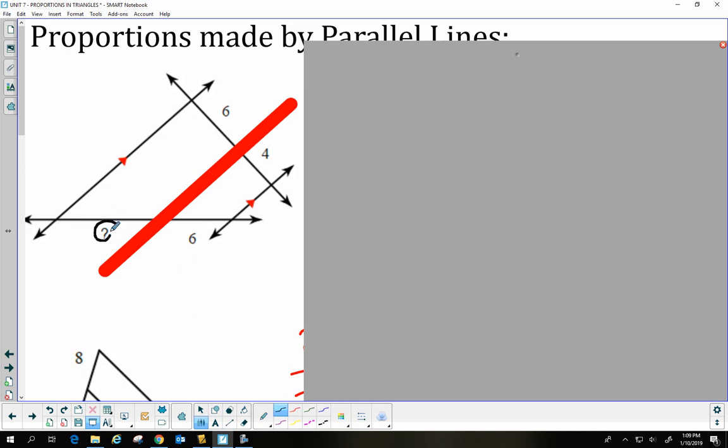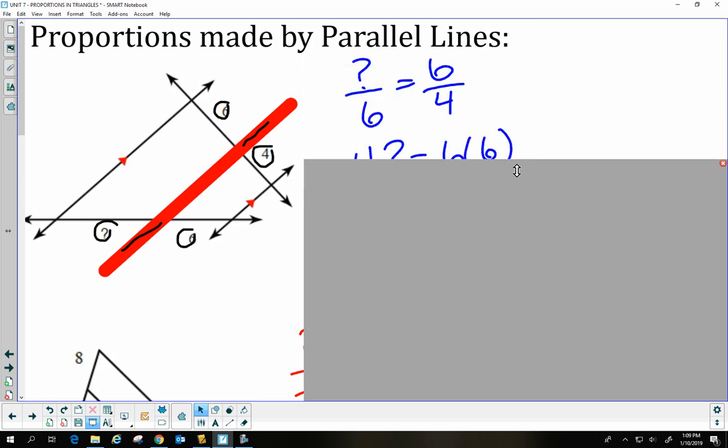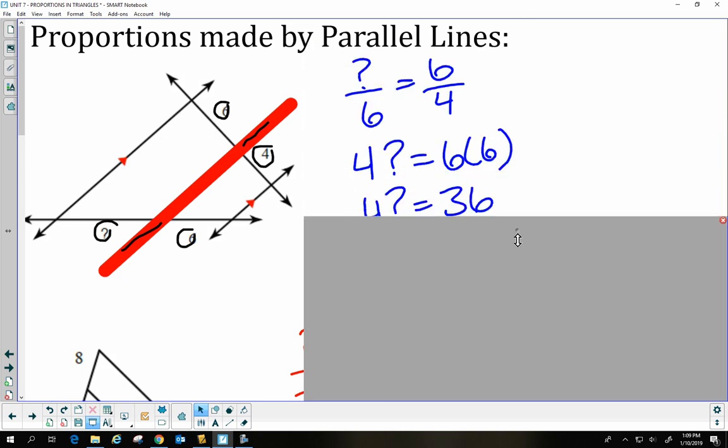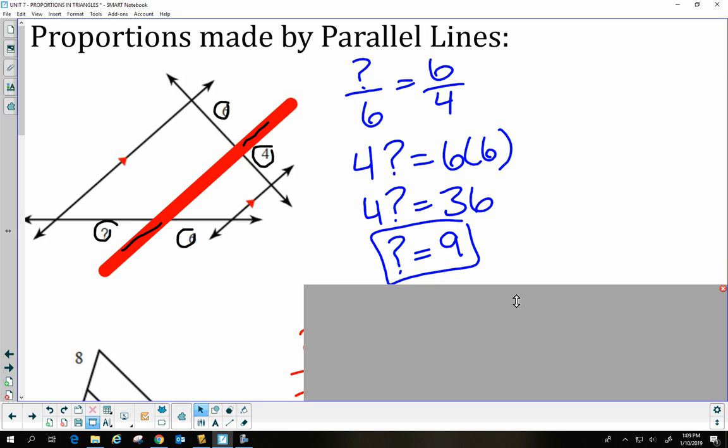I have question mark divided by 6, and then 6 divided by 4. So I'm using that middle parallel line sort of as a fraction line. And then it's just solving a proportion. I'm going to go a little bit quickly through the solving part because we've been doing this for a while. Setting up the proportion is the new thing, and then solving is something that we've been doing.